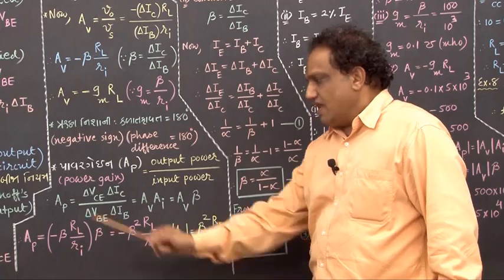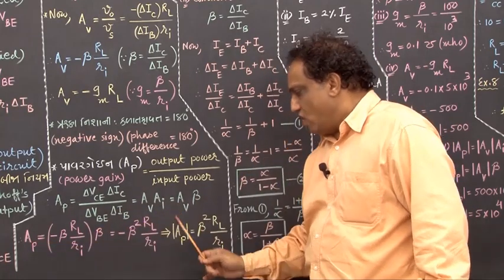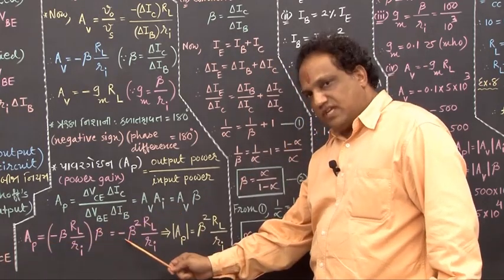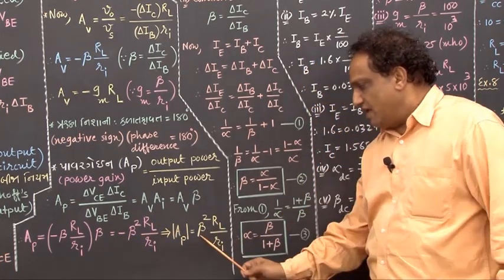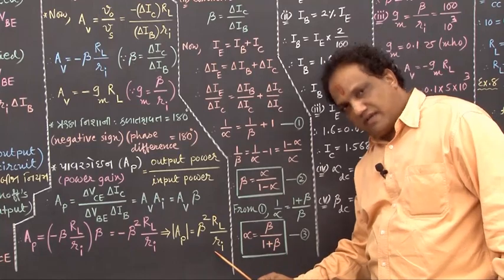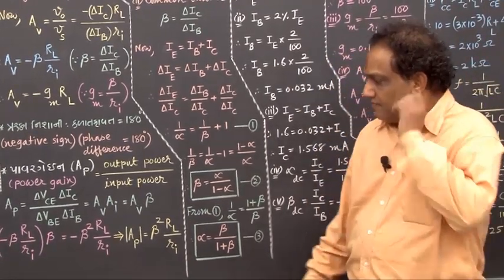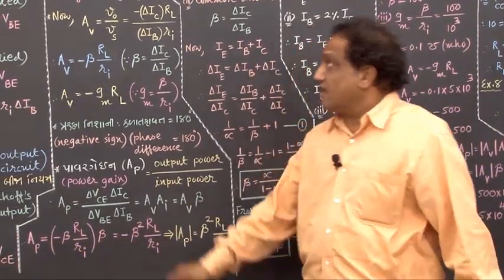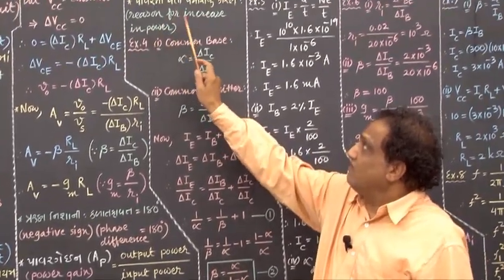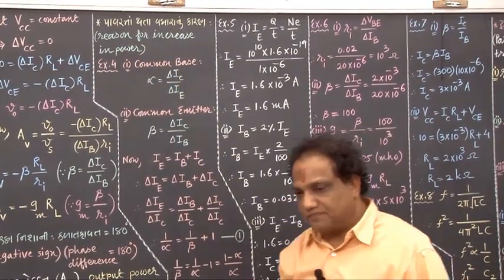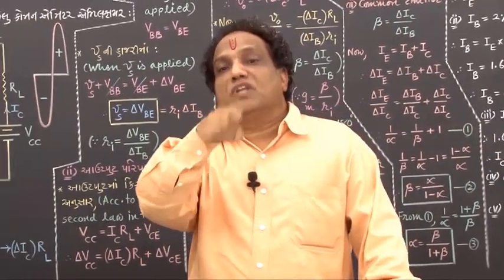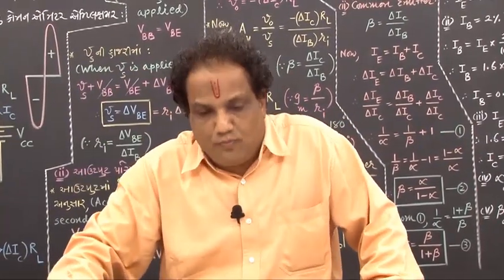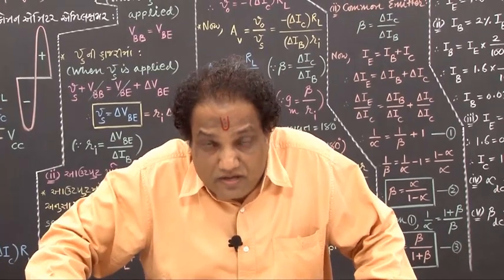Got it? And if you take the magnitude of this, mod of AP will be mod of this. From minus it will become plus beta square RL upon RI. Correct? Now tell me, here you are getting some power gain. But what is the reason for the increase in power? You are getting some power gain means output power is more than input power.